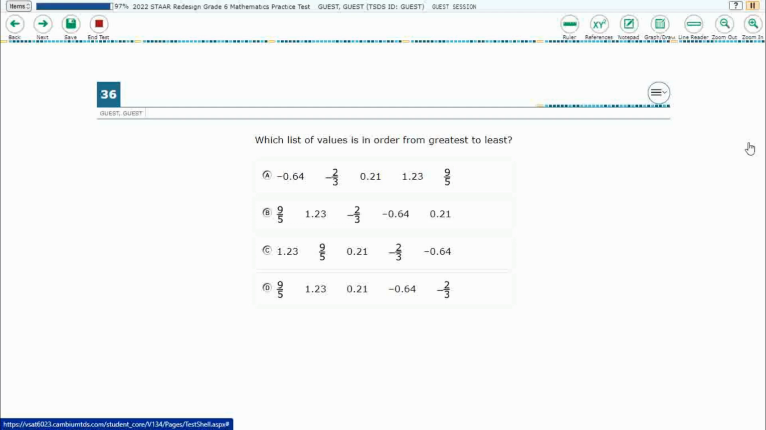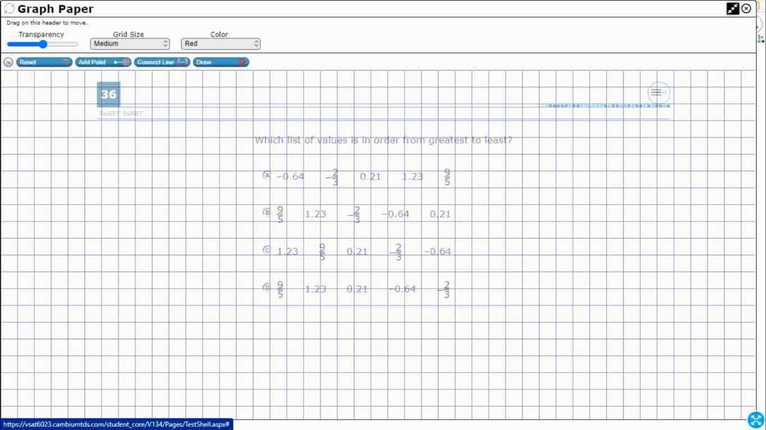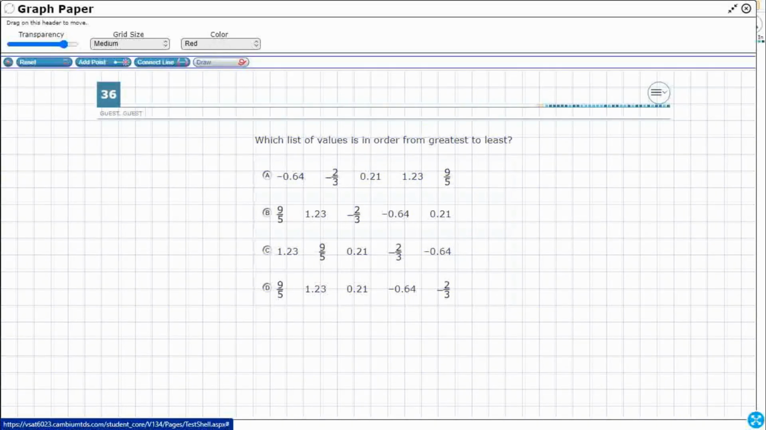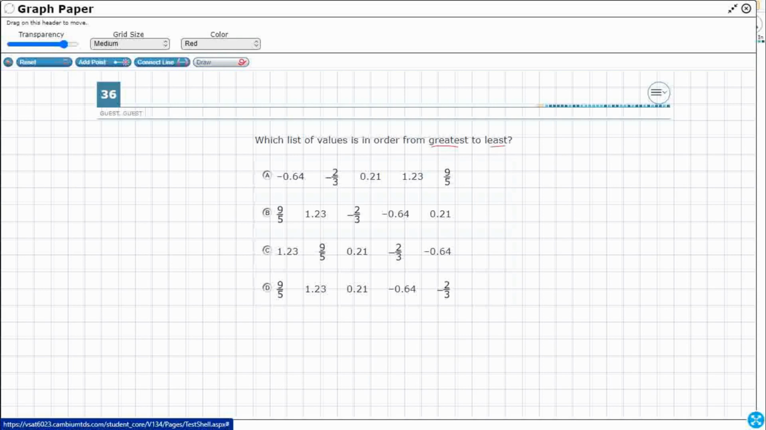So we just need to find which of these lists is in order from greatest to least, right? So that's biggest to smallest. Let's open up our graph draw feature, increase the transparency so we can see what's going on behind there. And we need greatest to least, so that's going to be big to small. And so we have some fractions and some decimals.